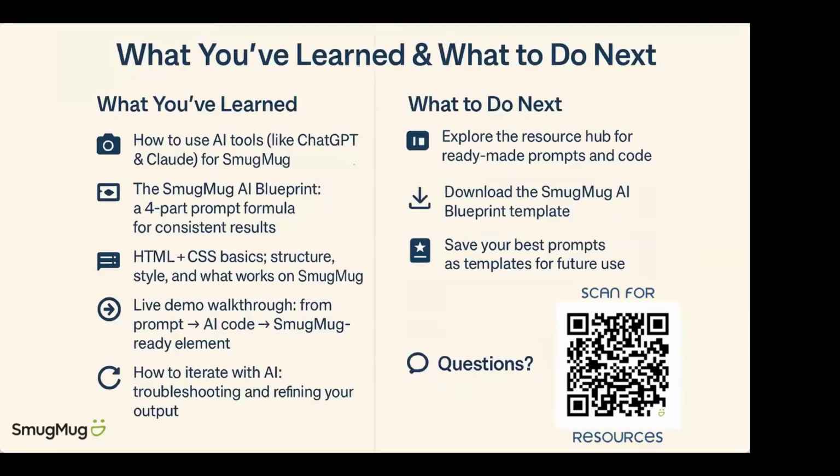We've learned how to use AI tools like ChatGPT and Claude to prompt. I've provided you with the SmugMug AI blueprint, that 4-part formula that hopefully delivers as consistent results as possible. We talked about what HTML and CSS are and how they work on your site. HTML is the words and the things, but CSS is the aesthetics. How does it look and feel?